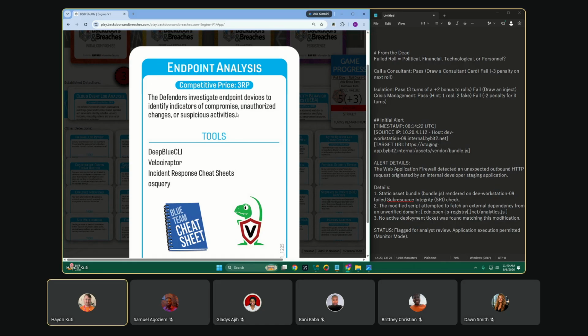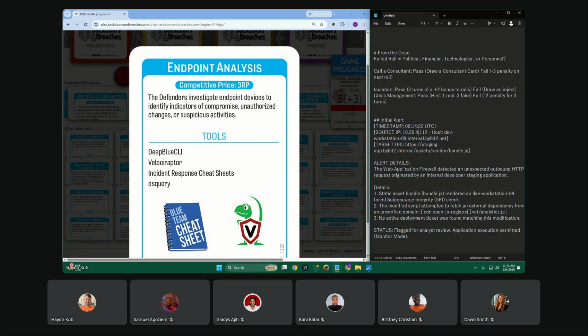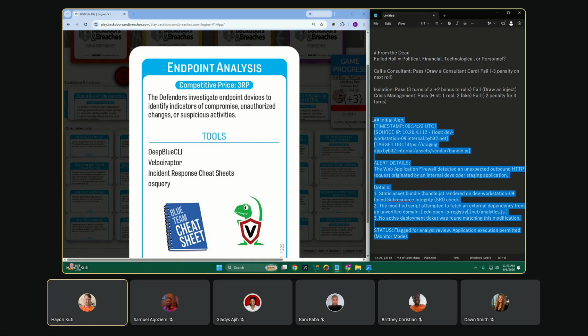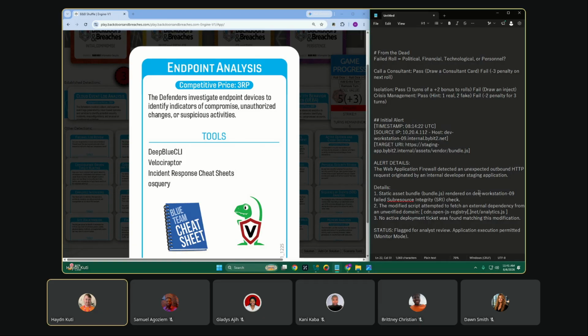Yeah, you guys just need to decide based on the information you have, which unfortunately, because of your dice rolls, is pretty limited. You want to look at the descriptions of what the detection methods are and see if it's the right one to find out the information that we do have. So we know that it's a staging application on a developer's computer. We know that it was a Web Application Firewall alert. Those are the two biggest hints that you have right now.